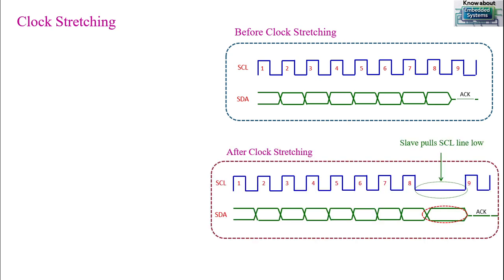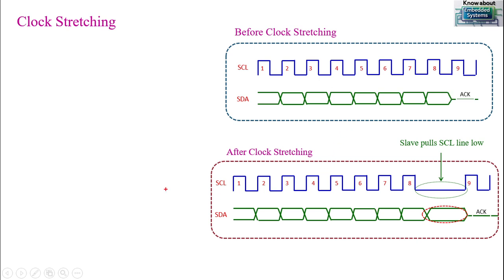So let us see an example, and then I will come back to the explanation. Here I have two use cases: one before clock stretching and one after clock stretching. In the before case, I have 8 bits of data, and this is SCL and this is SDA. The 8 bits are transmitted on the SDA line, bit number 1, 2, 3 up to 8. Finally, in the 9th clock pulse, the slave gives an acknowledgement. This is the regular routine, before clock stretching.